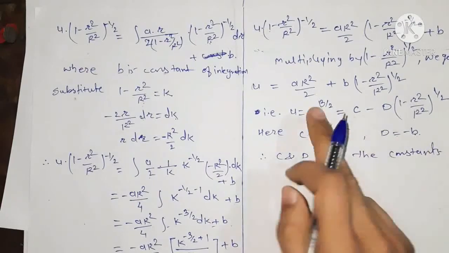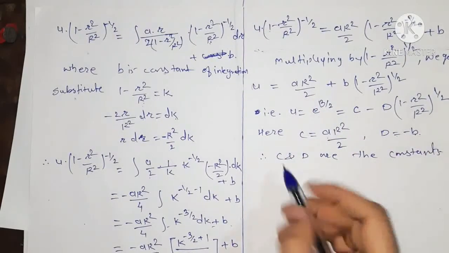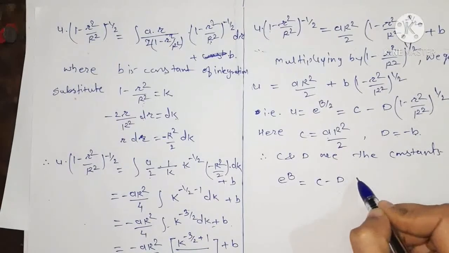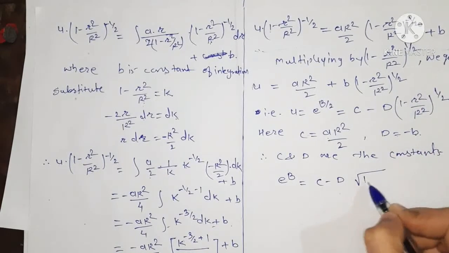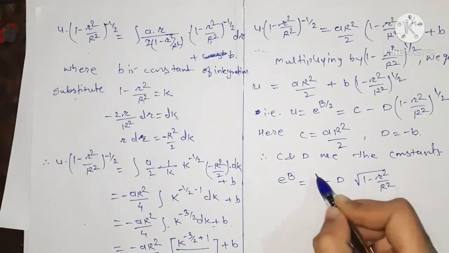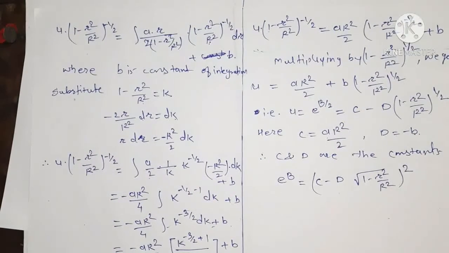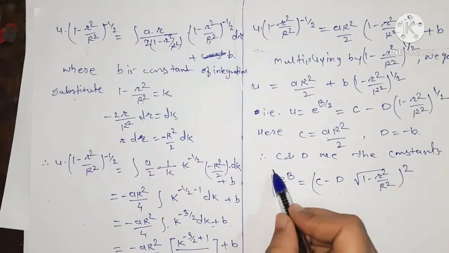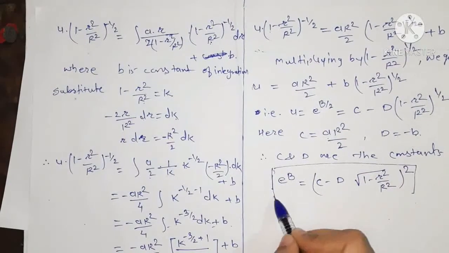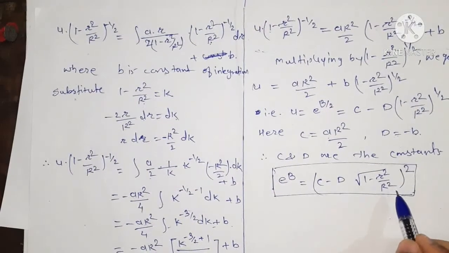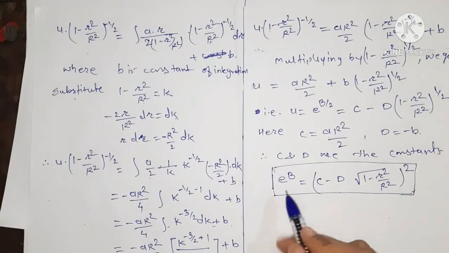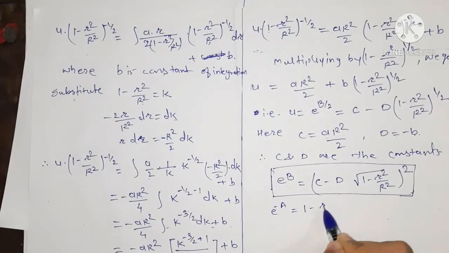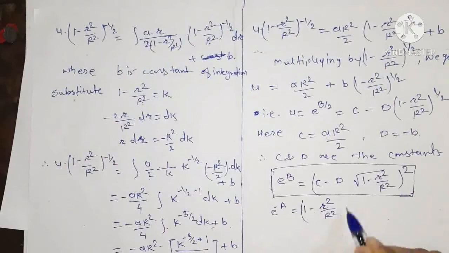Okay. Now since e to the power b upon 2 equals this, therefore e to the power b equals c minus d, and this can be written as under root of (1 minus r square upon capital R square) whole bracket square. So we get the value of e to the power b in terms of the constants c and d. Also e to the power minus a is given as 1 minus r square upon capital R square.